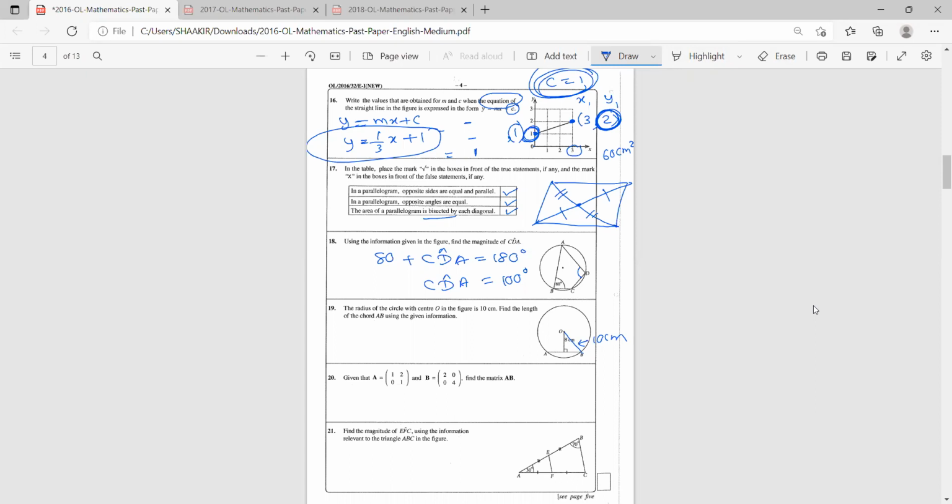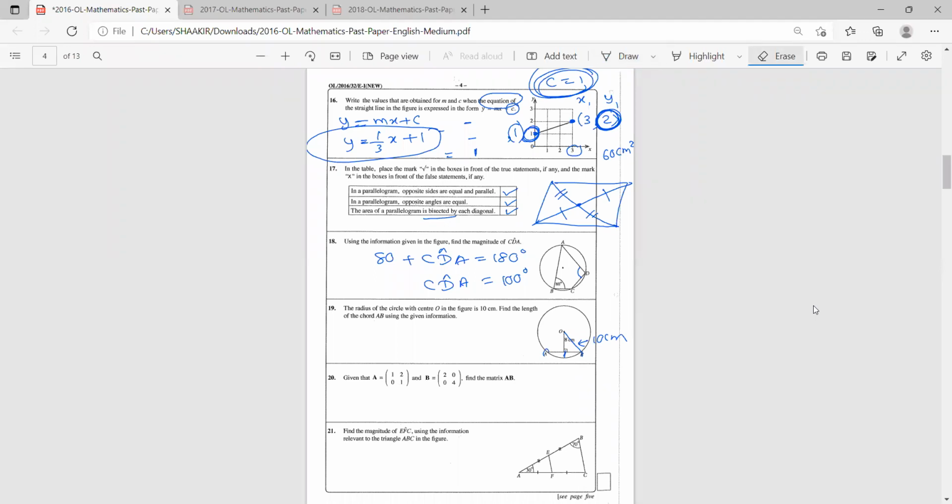Okay. The radius of the circle with center O in the figure is 10 centimeters. Find the length of the chord AB using the given information. Now they have given this straight line, which means they have drawn a straight line from the center of the circle to the chord. That is perpendicular. According to the theorem, children, that perpendicular line will bisect the chord. If you draw a straight line from the center of the circle, it will bisect the chord. That means now in case if this is 12 centimeters, from here it will be 6, from here it will be 6. Correctly, it will divide them into half.